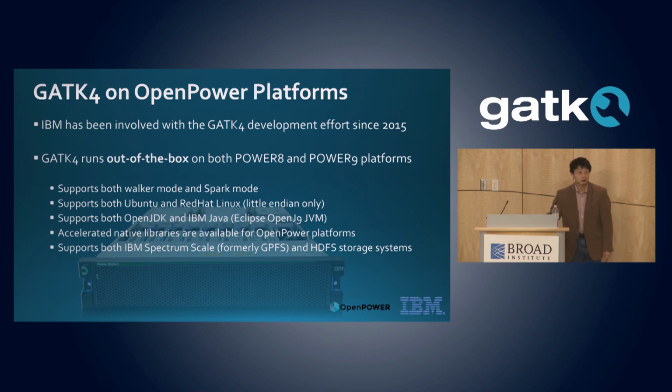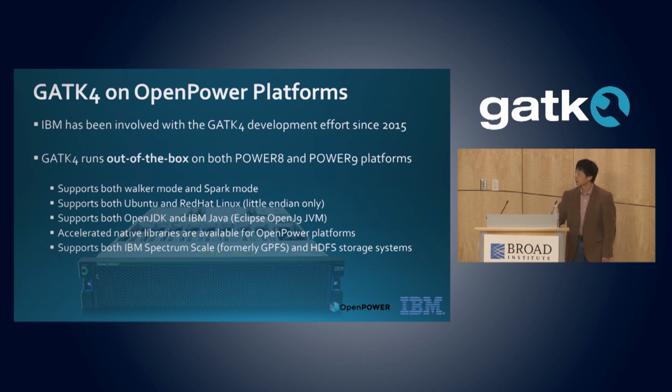We support both OpenJDK, the standard Java platform, as well as IBM's own Java JNI, which was open sourced late last year. And also all the accelerated native libraries such as PairHMM are also available on open Power platforms as well. And we see very good performance gain compared to native Java code.